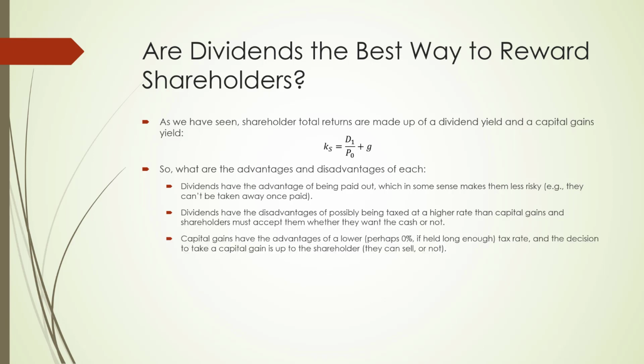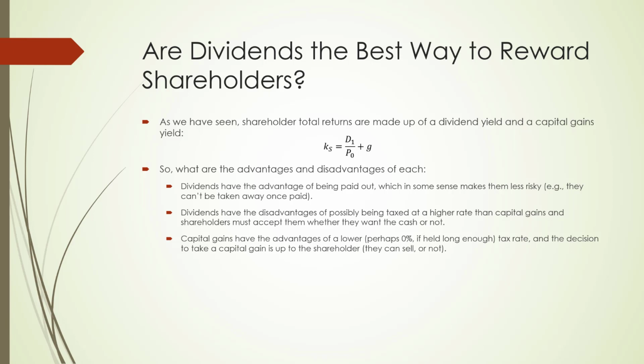Now, capital gains have the advantage of a lower tax rate. And let's talk about this for just a second. So in many countries, including the U.S. historically, capital gains have been taxed at a lower rate than dividends. Dividends were generally taxed at ordinary income tax rates. The purpose of this distinction is to encourage investments in companies, right? That's why capital gains were taxed at a lower rate.